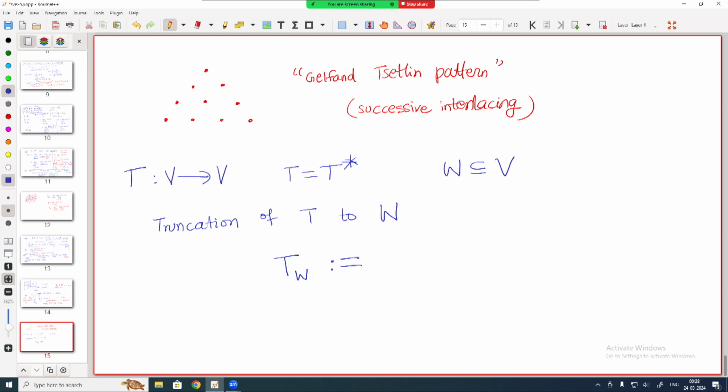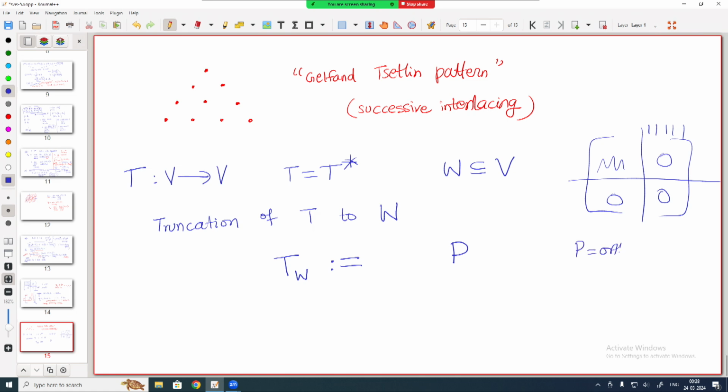How do you truncate? What is the idea of truncation? Just the matrix idea again. You only want to keep this portion, the W portion, and make everybody else 0. So first we will make the remaining vectors 0. How do we get rid of all these remaining basis vectors? We first project. Let P be the orthogonal projection to W. So first, I have many vectors, and I apply my projection P.